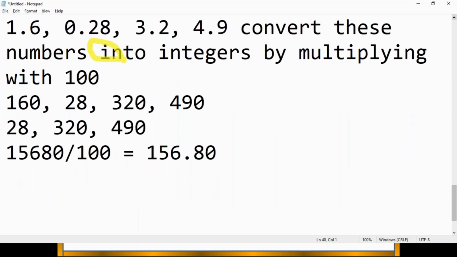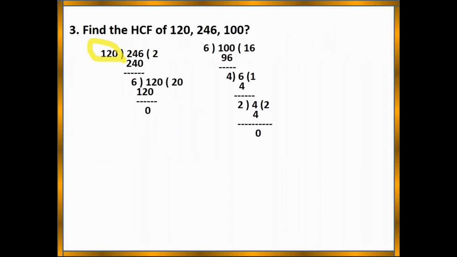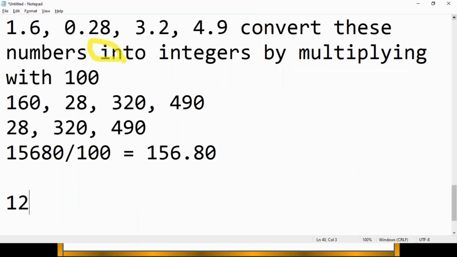Division method. Sorry, factorization method. First of all, for the factorization method, what is required? The prime factorization of the given number. So 120 can be written as 24 into 5. So for 120, you can go with your own calculation, no problem.